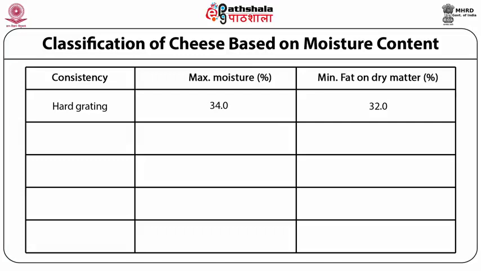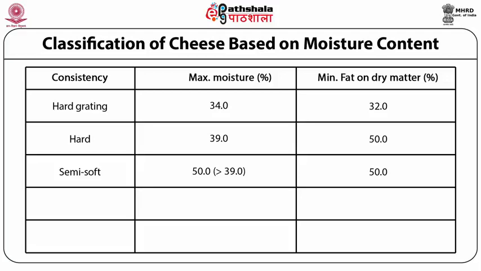Hard grating cheese should have maximum moisture content of 34%, whereas the usual fat on dry matter should be minimum 32%. Next, for the hard variety, the maximum moisture content should be 39, whereas the fat on dry matter should be minimum 50. For a semi-soft variety, the maximum moisture content is 50%, whereas the minimum fat on dry matter should be again 50%.